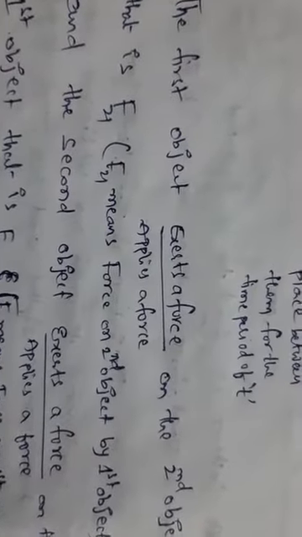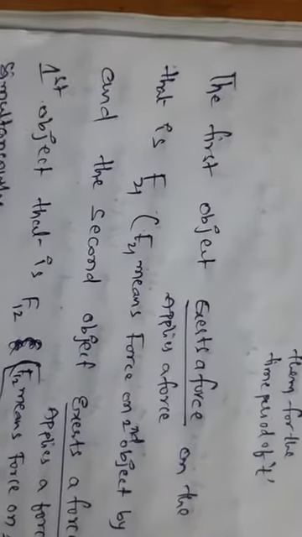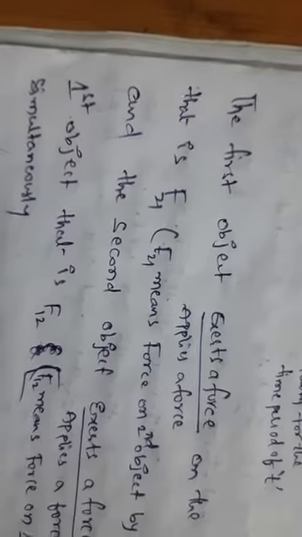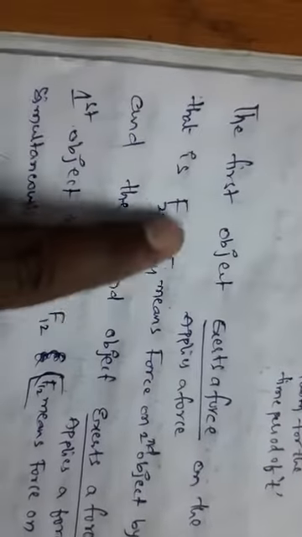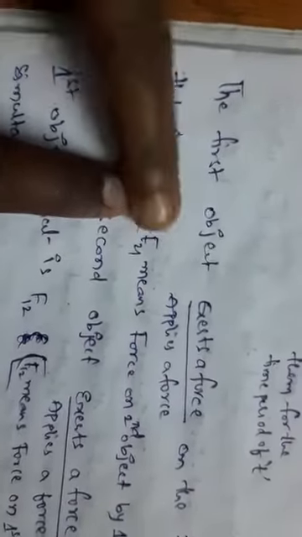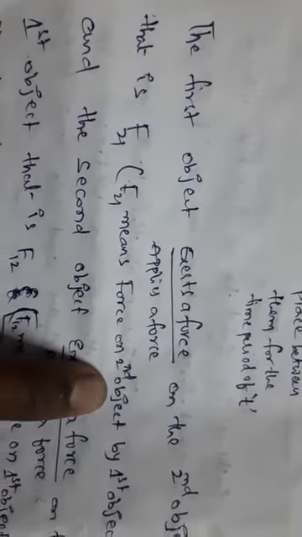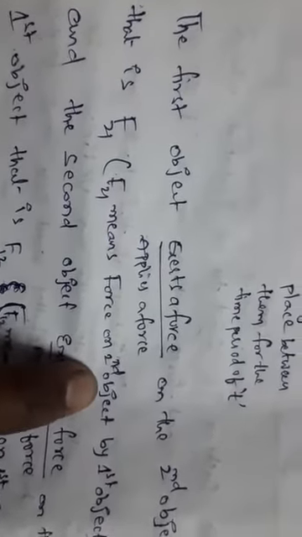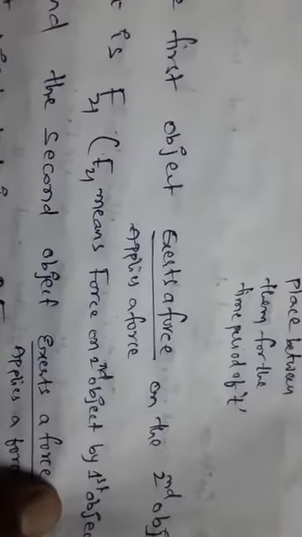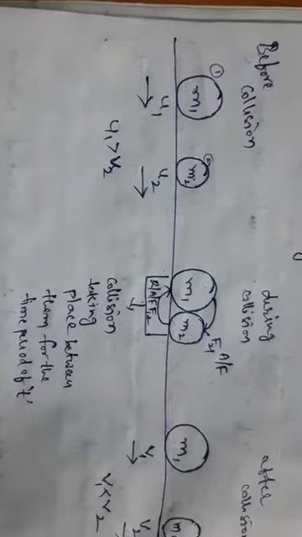The first object exerts a force on the second object. Here we consider it as F21. F21 means force on the second object by the first one. First one means first object. Okay now, right, to understand more about it, just go through the diagram.